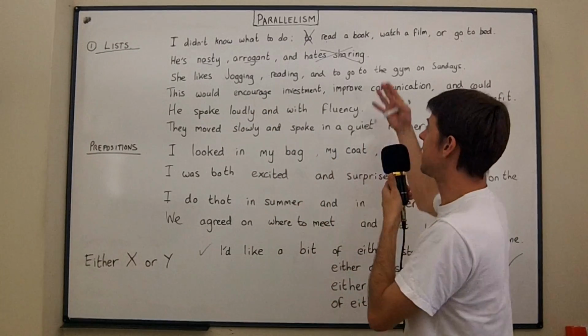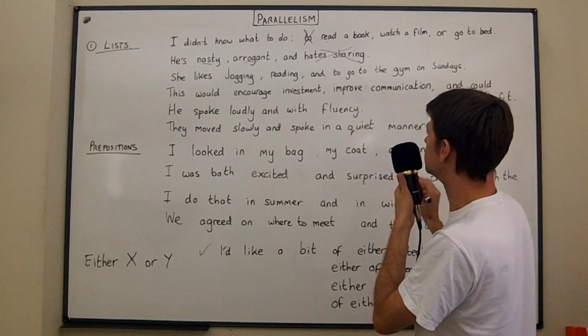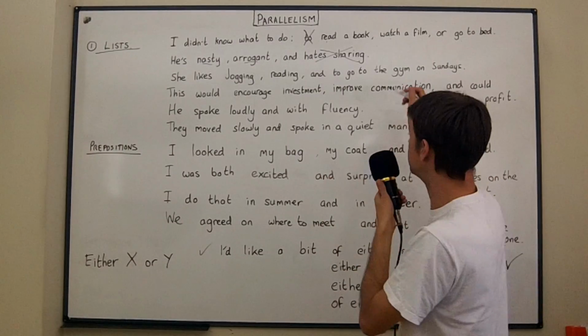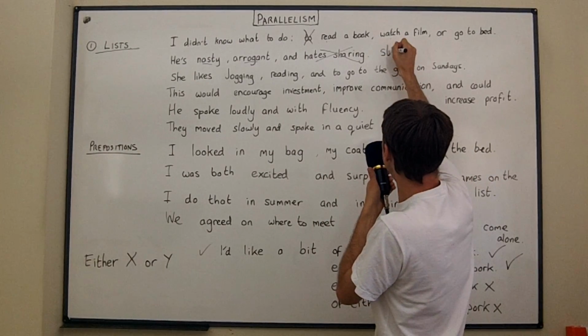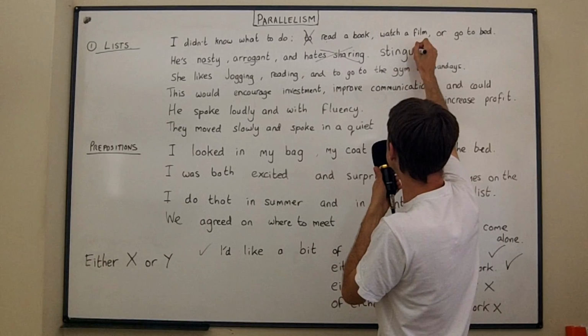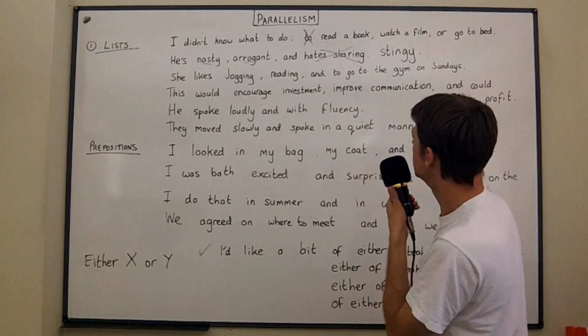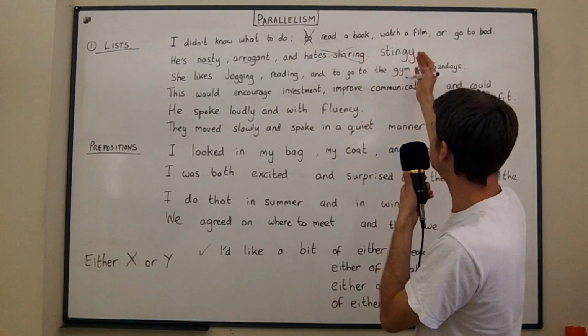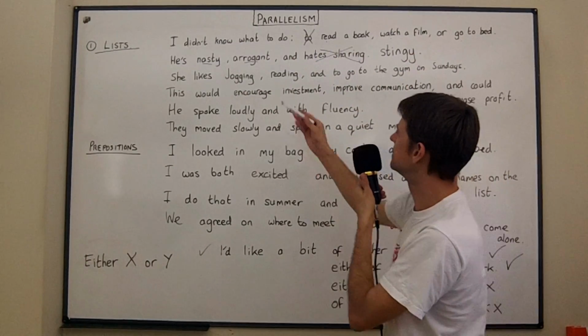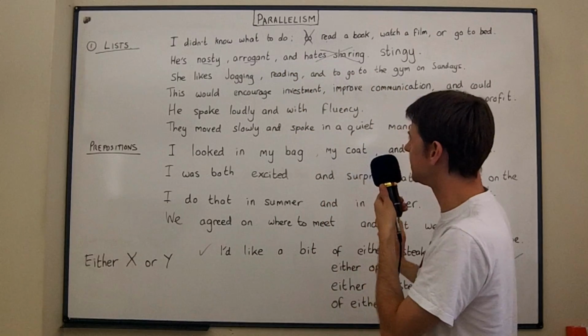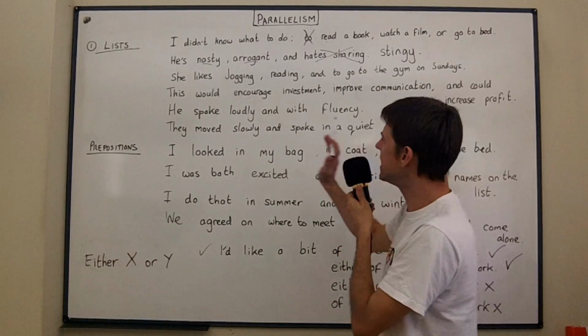So I would use the adjective which means hates sharing, and we have a number of adjectives for hates sharing, but I think the most common one is actually stingy. Although mean and greedy are also very common. And so he's nasty, arrogant, and stingy works much better than he's nasty, arrogant, and hates sharing. Okay, look at the next list.